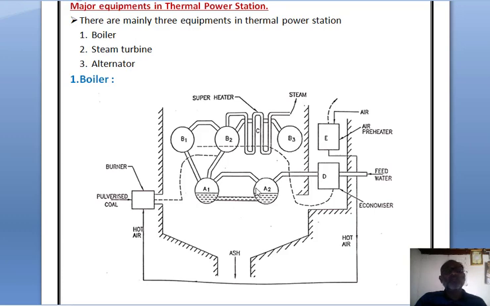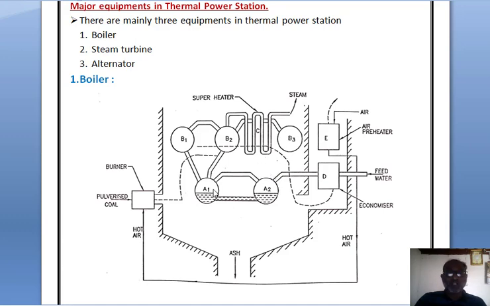So there are many types of boilers used, but here we will study the boiler used in the thermal power station. In modern power stations, water tube type and pulverized fuel type boilers are used. So this is the figure of the boiler which is used in the thermal power station.